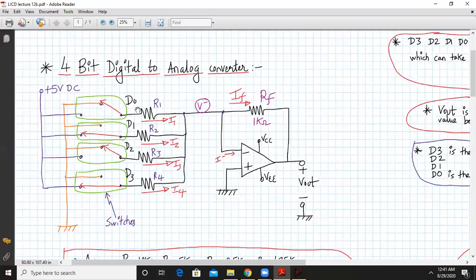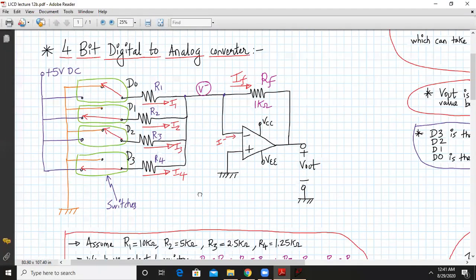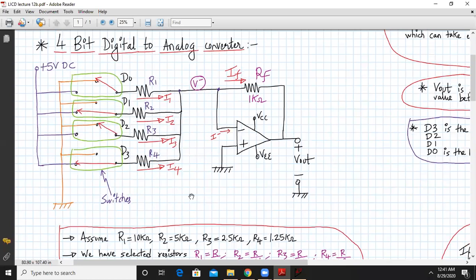D0 is tied to the R1 resistor, and the current flowing through R1 is I1. D1 is tied to the R2 resistor, and the current flowing through R2 is I2. Similarly, D2 and D3 are tied to R3 and R4, where the current flowing is I3 and I4 respectively. So these are my switches. This is my 4-bit D2A converter circuit.